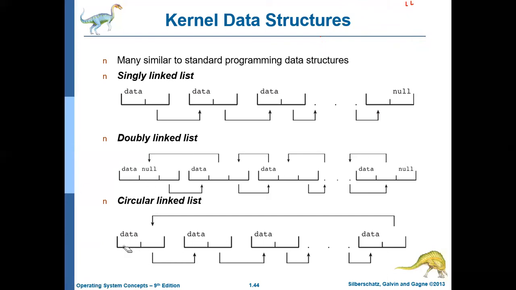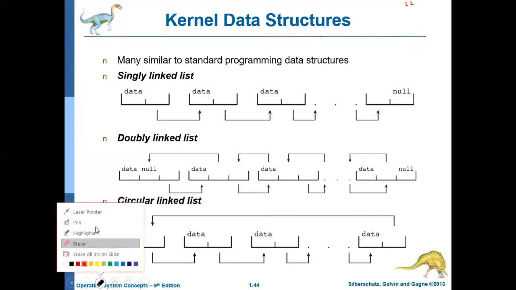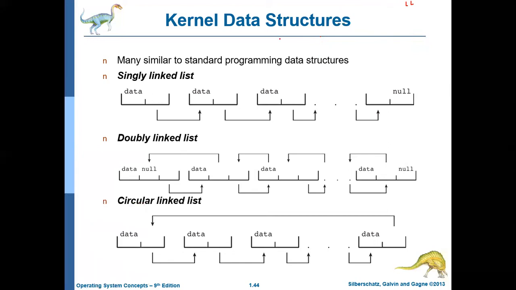Okay, so let me draw. Each node will have two pointers. There will be a front pointer and a rear pointer, and in between there will be data. If this is the first node, there is no node before this, so the front pointer will be null.